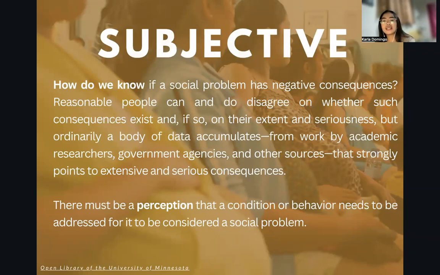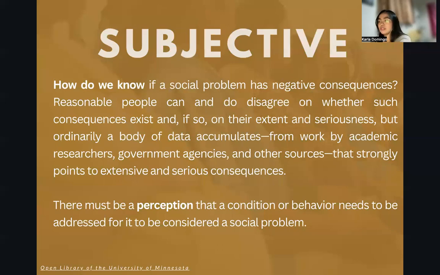Moving on to subjective, here we ask, how do we know if a social problem has negative consequences? Here we recognize society's differing beliefs and points of view in life. So that is why we have multiple sectors. We have religious sectors, the youth sector, the labor sector. It's a back and forth process between individuals interacting within our social world. So there must be a perception that a certain concern or issue needs to be addressed for it to be a social problem. So, in simple terms, this is a problem that is socially defined.